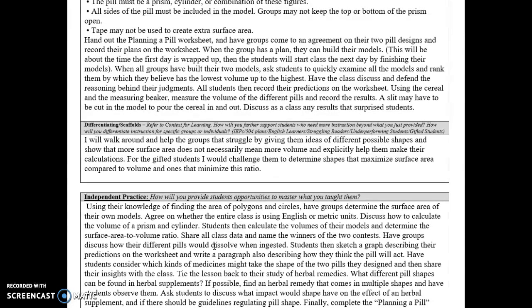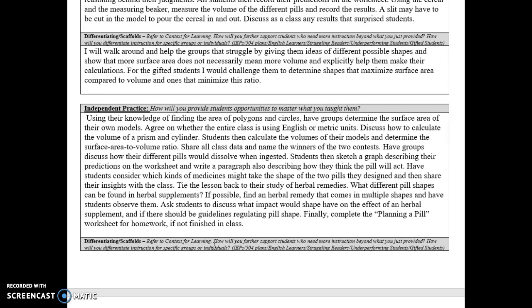For differentiating and scaffolding, I would walk around and help the groups that struggle by possibly pointing out different shapes and potential shapes they could use that differ in a volume to surface area ratio. And for the gifted students, I would challenge them to determine shapes that maximize the surface area compared to volume, and vice versa.